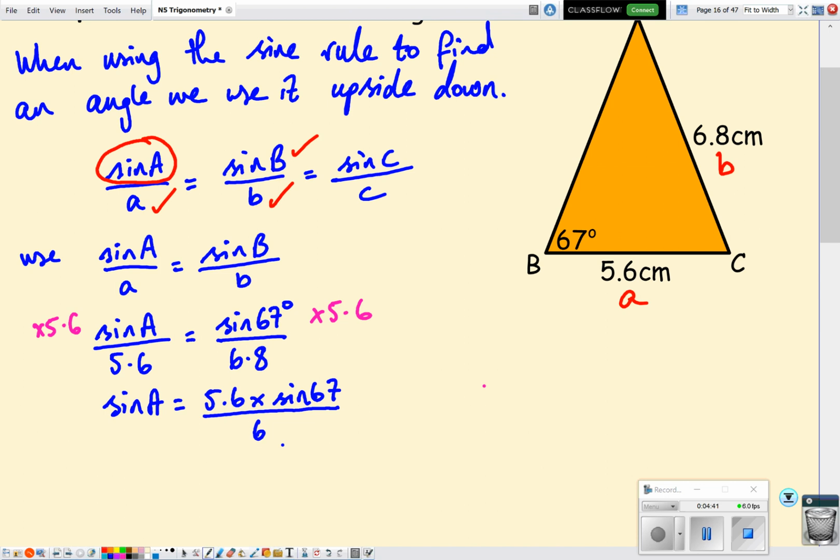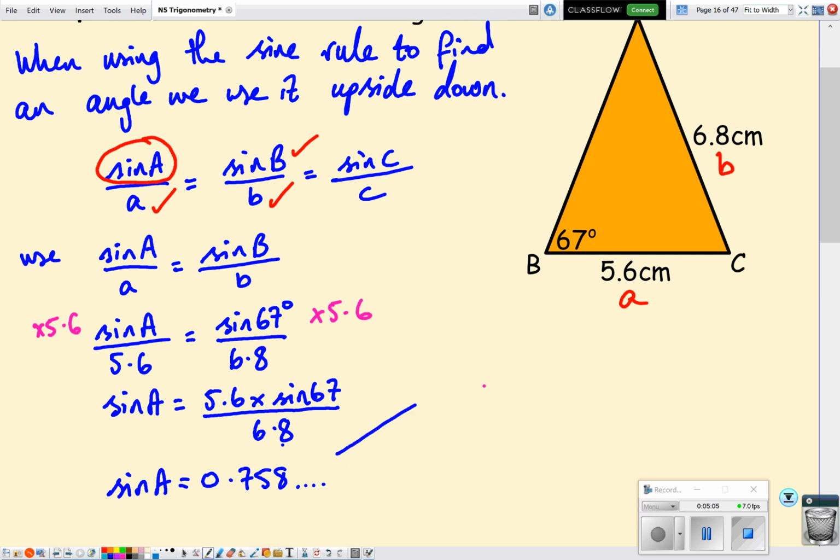divided by 6.8. Remember to take care when you're inputting this into your calculator. Remember to close all the brackets if you're putting it all in as a fraction. So if you put all of that through the calculator, you get that sine of A is equal to 0.758. Don't do any rounding at this stage.